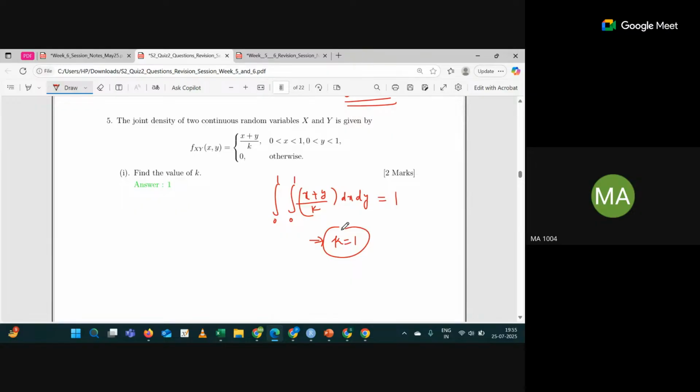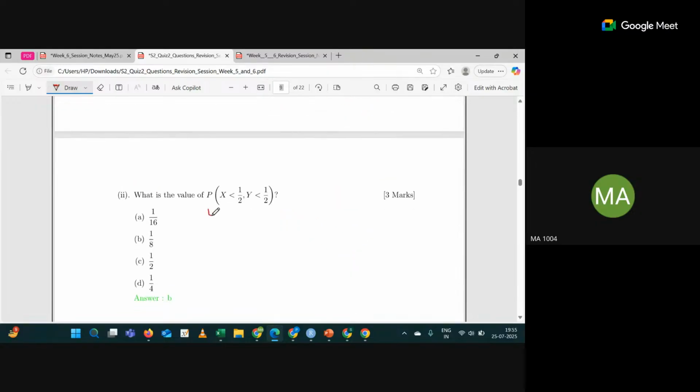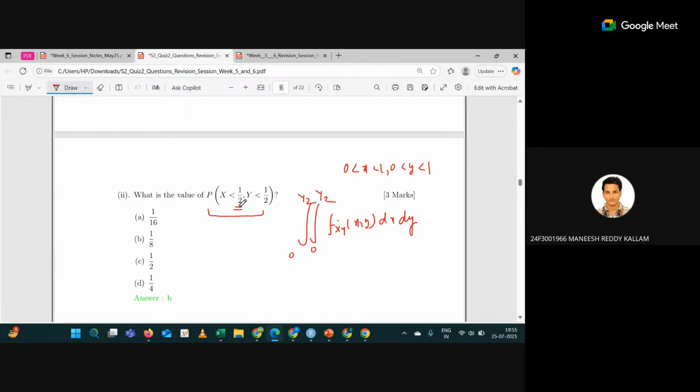Now the next part is you have to calculate the probability that x is less than half and y is less than half. So you integrate the joint density f(x,y). Since there are no conditions here, I can directly use the limits. The one thing to keep in mind is it was 0 to half for both, because I'm interested only till 1 by 2. This is a very simple equation, right?